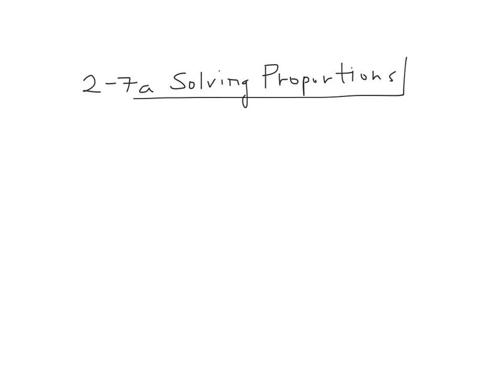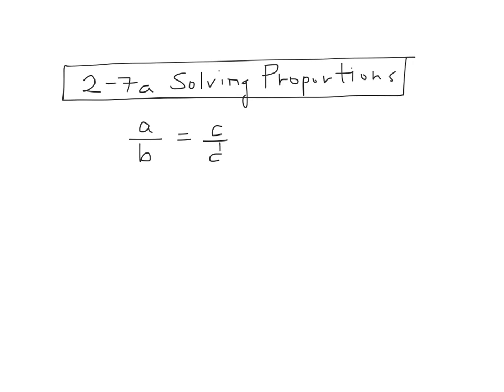All right, so solving proportions is what we're doing. You have probably seen a proportion before, and maybe you know what it is and maybe you don't, but it's basically just an equation that states that two ratios are equal. So an example of a proportion would be A over B equals C over D. Okay, that's a proportion. So A over B is a ratio, C over D is a ratio. You're just setting them equal to each other.